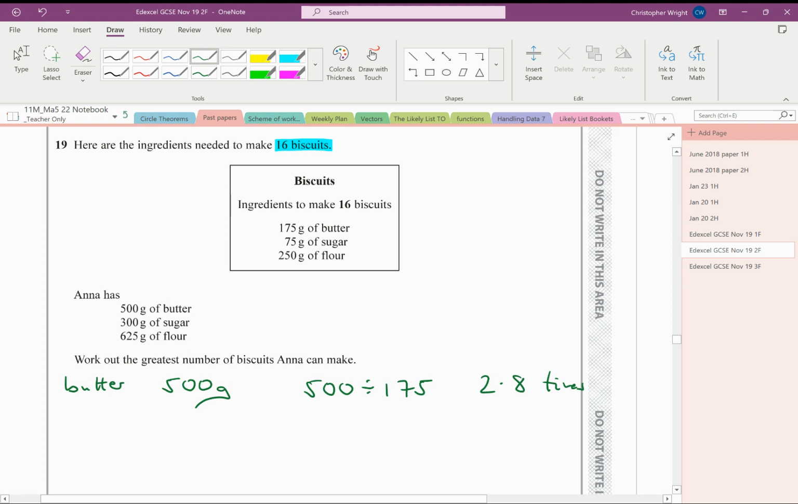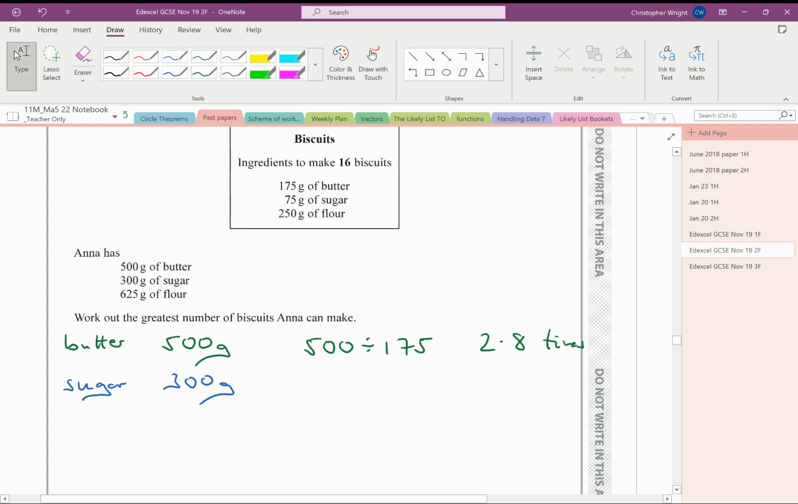Let's have a look at the sugar now. She has 300 grams of sugar. Now she only needs 75 grams for 16 biscuits. So I reckon she could make this recipe several times, couldn't she? Let's have a look. She only needs 75 grams of sugar for each time she makes it. And she's got 300 grams. So she could make the recipe 4 times according to the amount of sugar she's got.